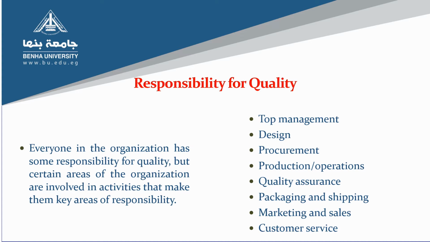Responsibility for quality. It is true that all members of an organization have some responsibility for quality, but certain parts of the organization are key areas of responsibility, which are top management. Top management has the ultimate responsibility for quality. While establishing strategies for quality, top management must institute programs to improve quality, guide, direct, and motivate managers and workers, and set an example by being involved in quality initiatives. Examples include taking training in quality, issuing periodic reports on quality, and attending meetings on quality.